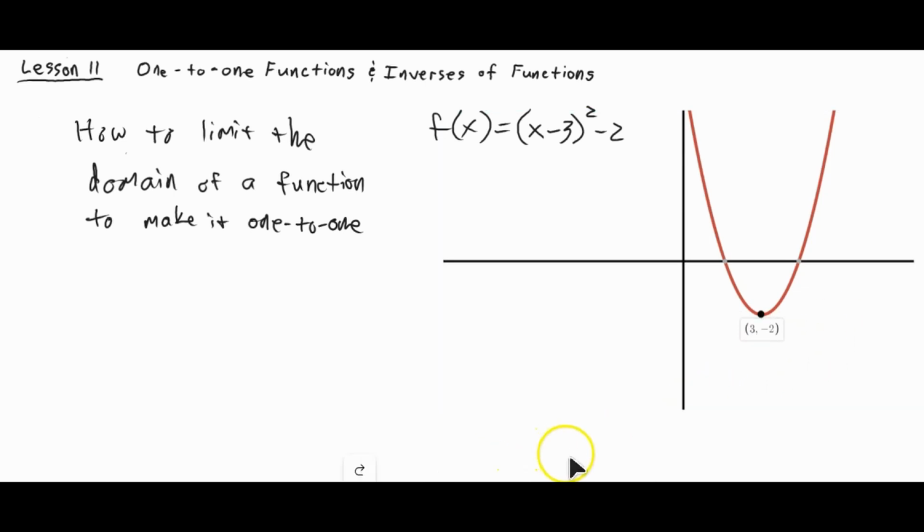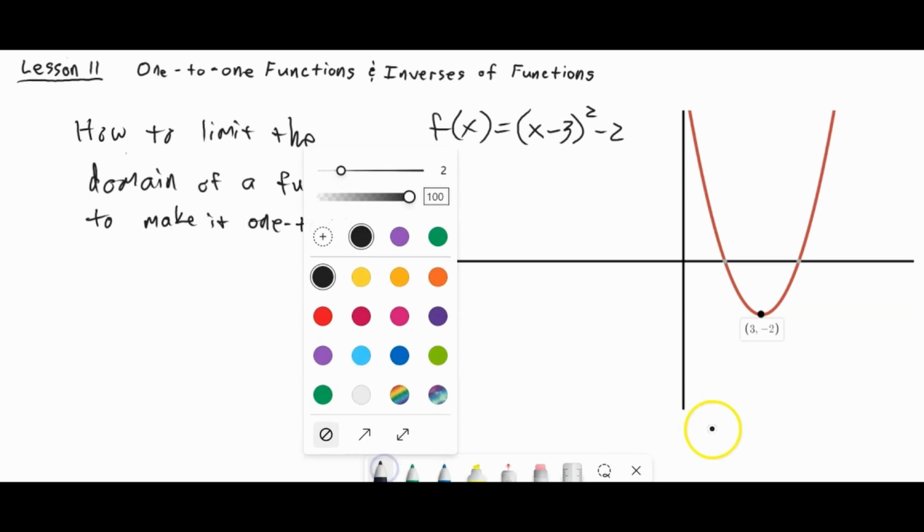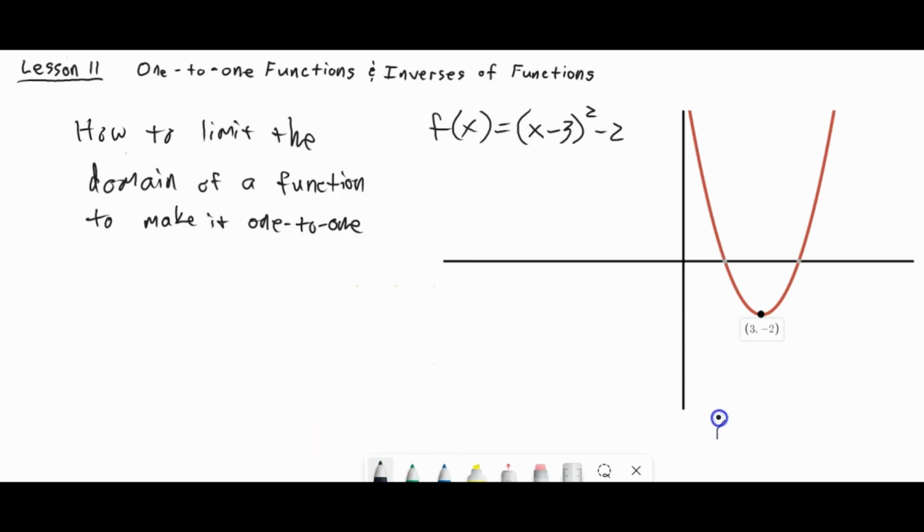Okay? So what we're going to suggest here is this: what if we cut this graph vertically with a line so that it looks something like this? If we do a vertical cut so that we cut off this side of the graph and all we have left is this side of the graph, would it then be a one-to-one function? Well, let's go over to Desmos and see what that would look like.